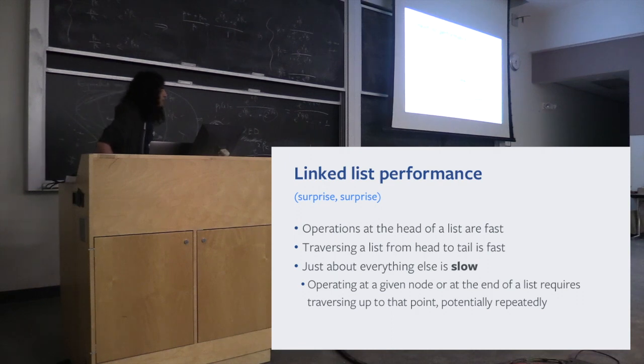what you already know from classes in C++, right? If you operate at the root node at the head of a list, you get fast operations. Traversing a list from the head to the tail is fast if you need to see all of your elements. But just about everything else you do with a linked list is slow. If you operate at a given node in your linked list, or at the end of the list, you need to repeatedly traverse to get up to that node.